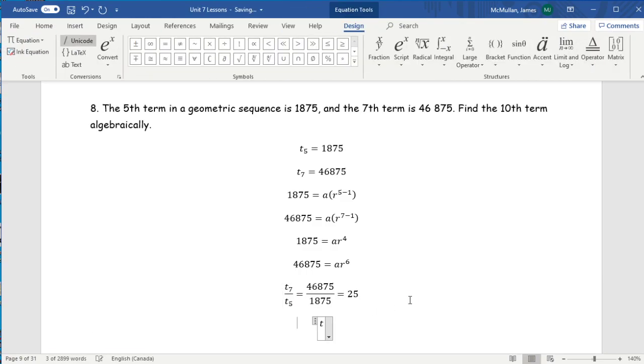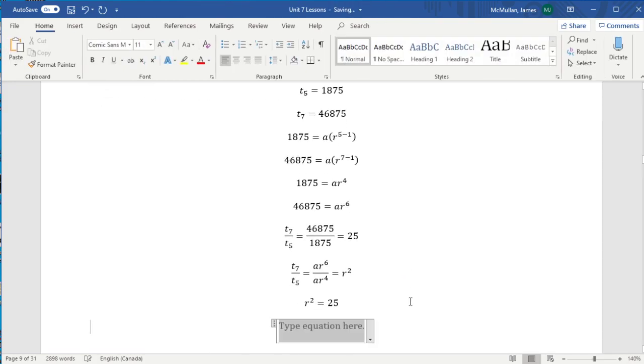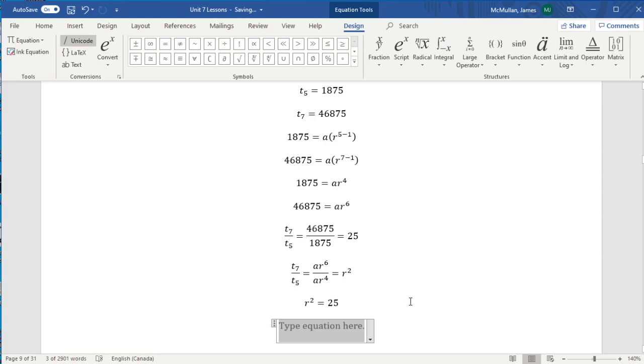Okay, now I'm also going to do the formulas. T7 divided by T5 in formula form. AR to the 6 divided by AR to the 4 is equal to, what would happen there when you divide? A divided by A cancels. R to the 6 divided by R to the 4 is R squared. So we come up with the conclusion that R squared is 25. Now, the tricky part about this is that R could be equal to plus or minus 5. You don't know. Because the term in the middle, right?